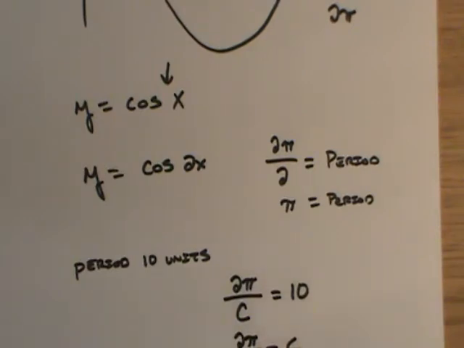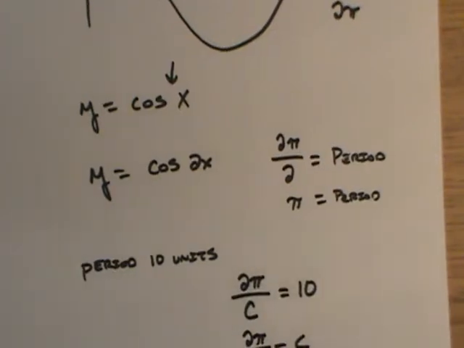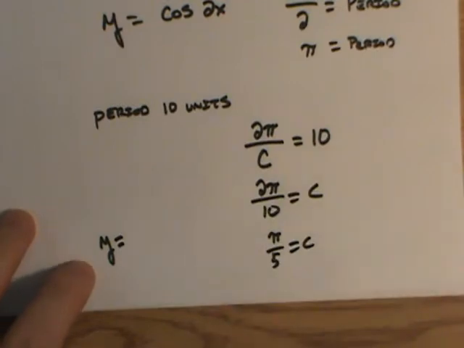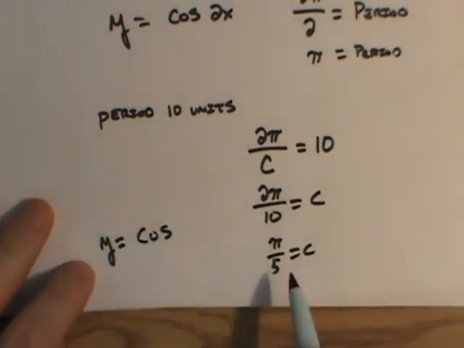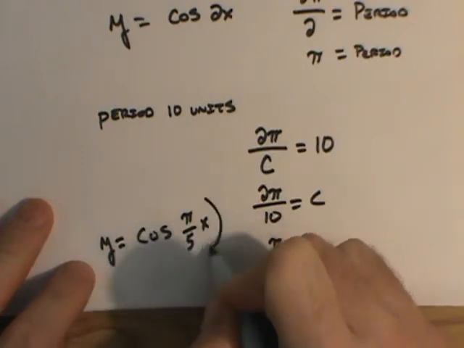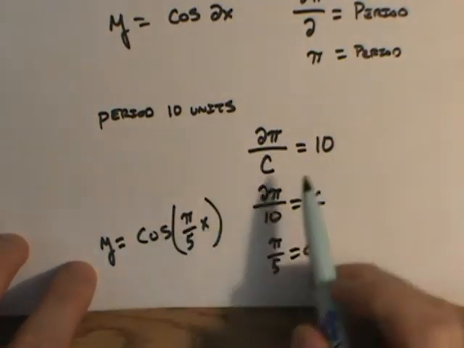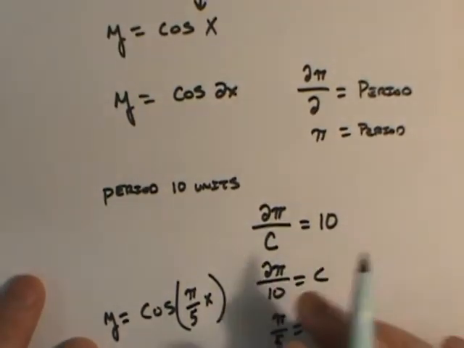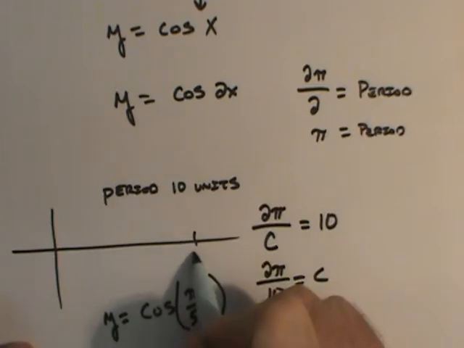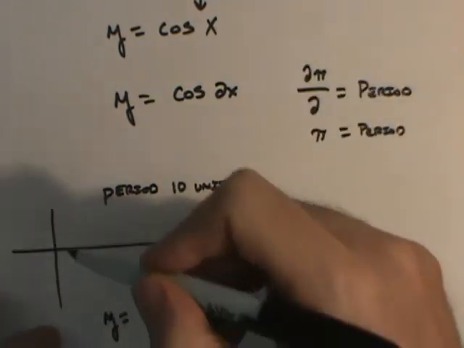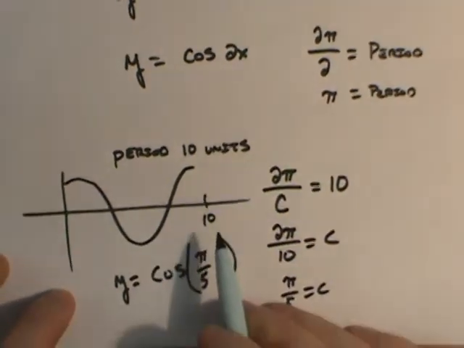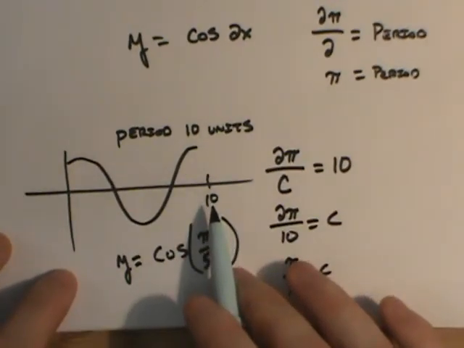Now if pi over 5 is my coefficient, when I write the equation I can say y equals cosine of pi over 5 x. That changes that period to reflect the 10 units. And that means if I were to redraw this, and I actually counted out 1, 2, 3, 4, 5, 6, 7, 8, 9, 10, instead of being at 2 pi, this would now have the cyclic behavior. It would repeat at 10 instead of 2 pi.